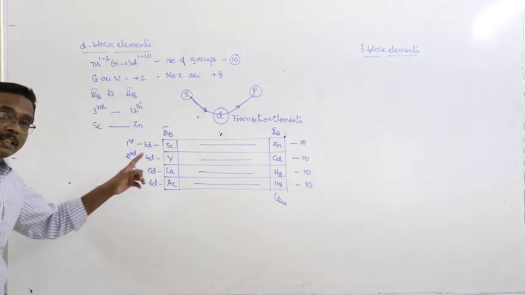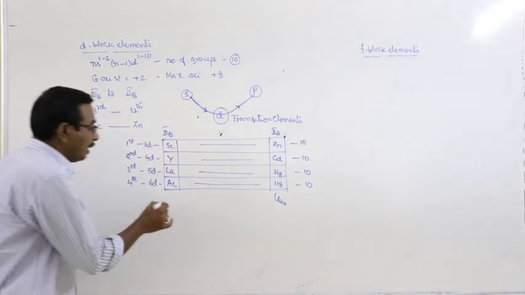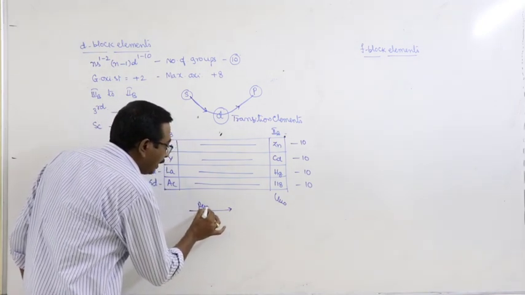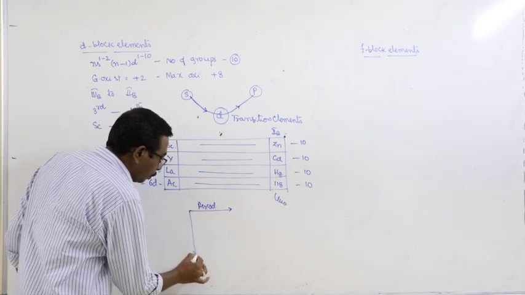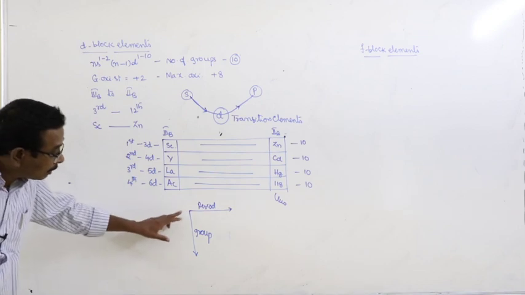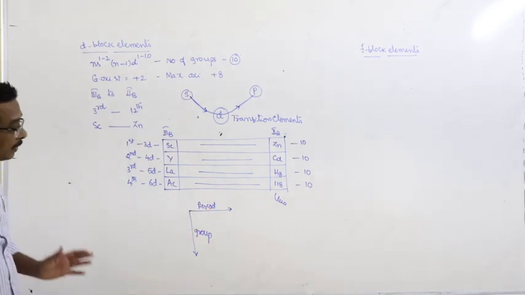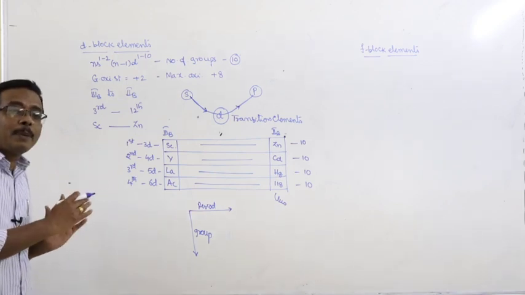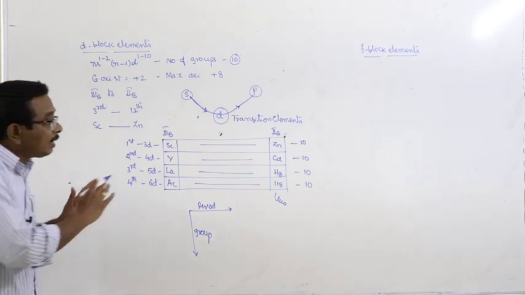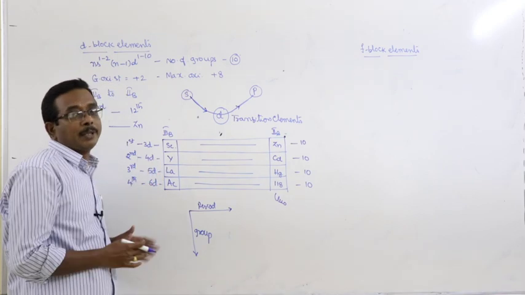But once again, there is a special feature in the d block elements. They have similarities in the properties across the period and also group. That means element to element, generally the properties vary. But in the case of d block elements, all the d block elements have closer and similar properties.